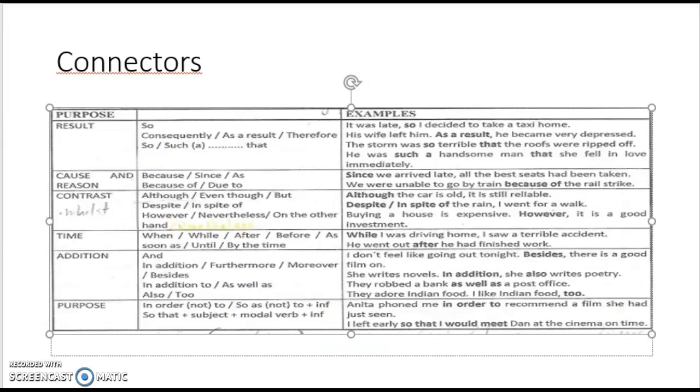Here you can see that we have a table with some connectors. The connectors are words or expressions which we use to establish different types of relationships between words or sentences. When we use connectors appropriately, we organize what we say in a more logical, understandable way. Let's have a look at them.